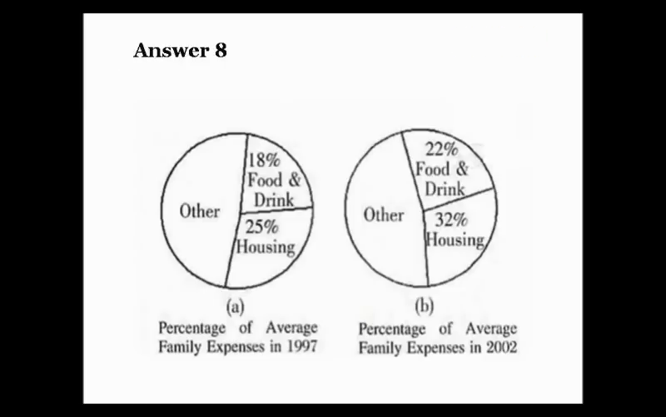The pie chart gives information about the percentage of average family expense in 1996 and 2002. To begin with, we can see that there are categories in comparison, which are food and drink, housing, and other. According to the graph, in 1997, housing occupies 25% of the total family expenses, and food and drink occupied 18% of the total family expenses. Last but not least, in 2002, housing occupied 32% of the total family expenses, and food and drink occupies 22% of the total family expenses. In conclusion, both of the money spent on food and drink and housing have increased from 1997 to 2002.